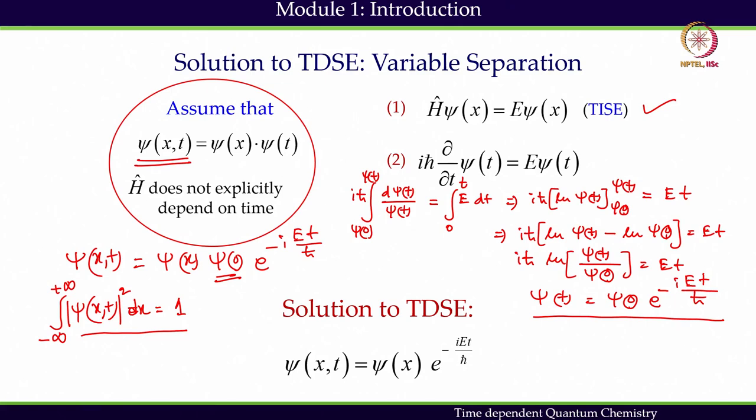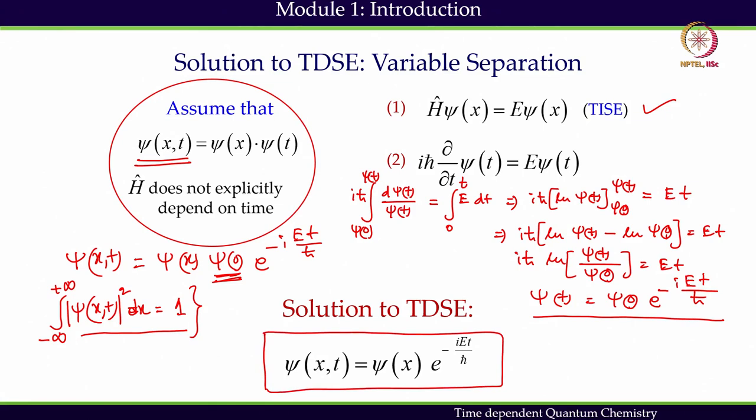So in order to have a meaningful statistical interpretation of the wave function in quantum mechanics, the wave function at any time has to be normalized. So in the end, we have to normalize the wave function, and any multiplicative factor can be included in the normalization condition. So instead of taking this multiplicative factor, we can generalize the solution, and we can say that this is what we have.